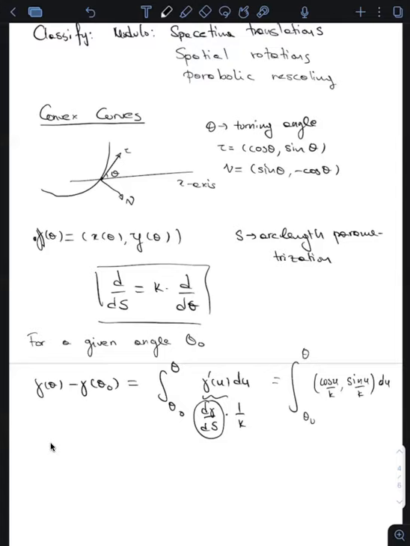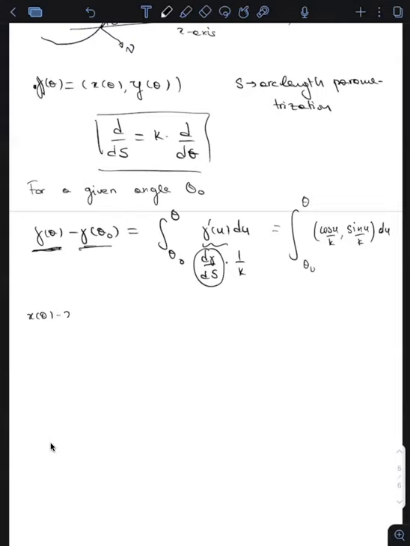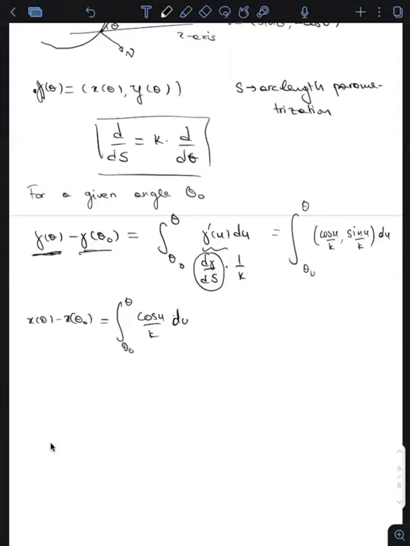Okay, so here, of course, because I have a vector, I'm putting together the difference of the x and the difference of the y coordinates. In other words, this means that x of theta minus x of theta zero is equal to the integral from theta zero to theta of cosine u over kappa du, and y of theta minus y of theta zero is equal to the integral from theta zero to theta of sine u over kappa du.